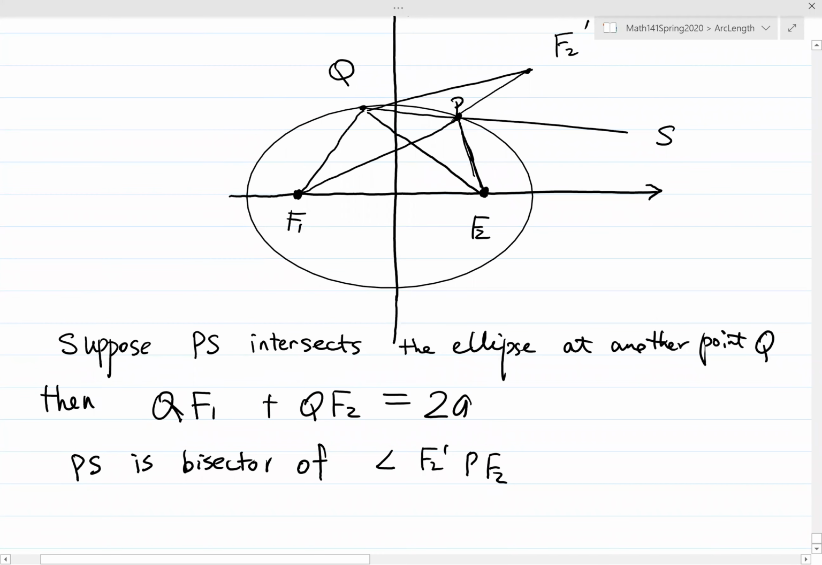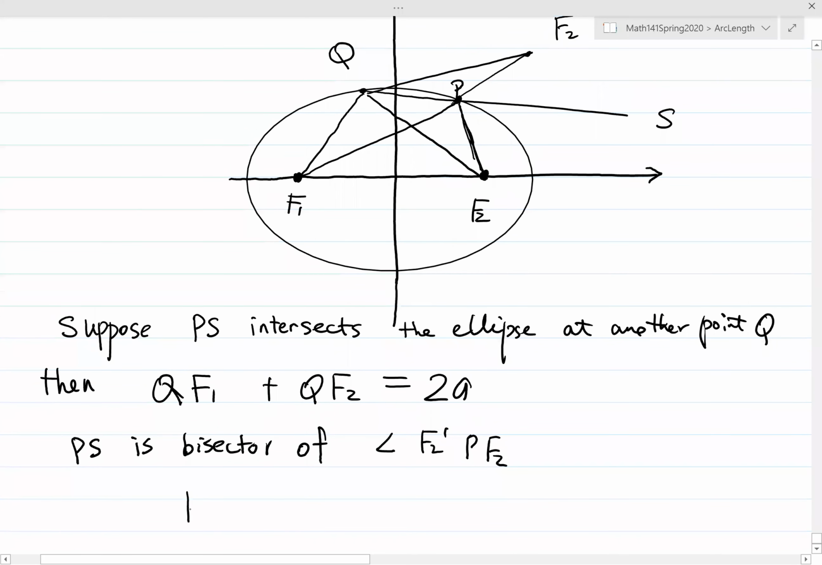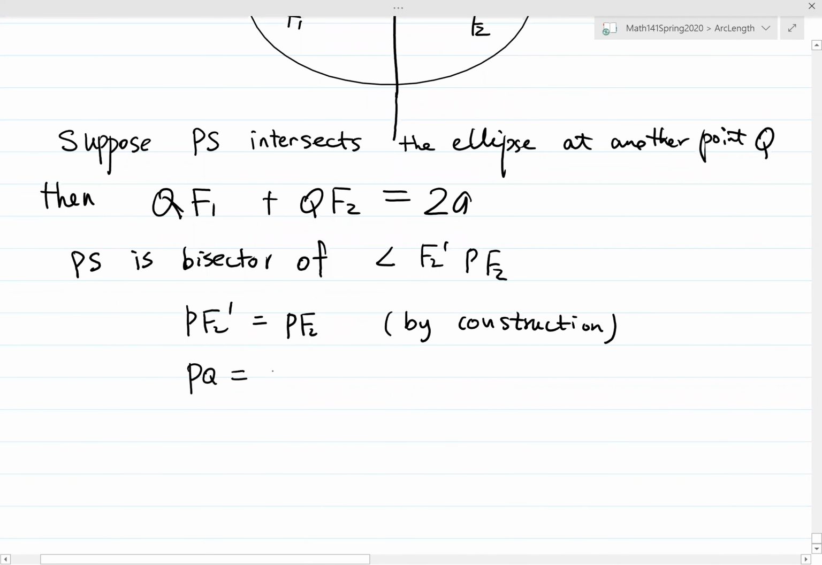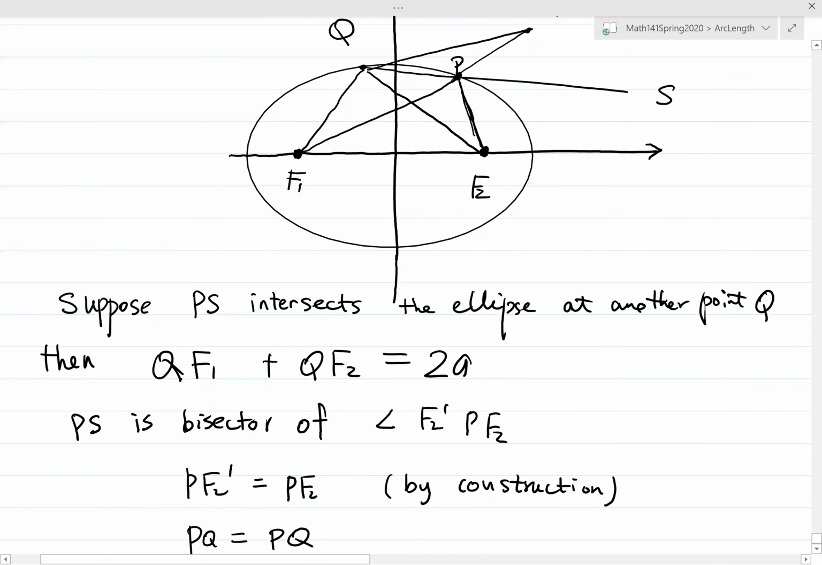Remember, by our choice, PF2 prime equals PF2, by construction. Okay. PQ equals PQ. This is trivial. Now, how about the other angle?